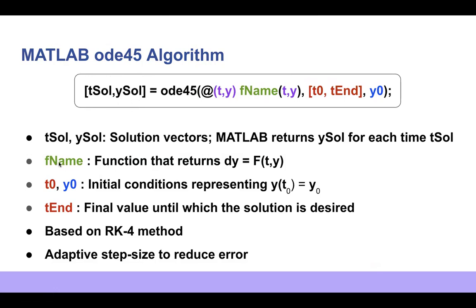So again, repeating, f name is a function that returns dy equal to f of t, y. T0 and y0 are the initial conditions such that y at T0 is equal to y0. Now Tn is the final value until which the solution is needed. And I had told you there are several ODE solvers, and these ODE solvers have some underlying mathematics behind them. So here ODE45 is based on the Runge-Kutta fourth order method.